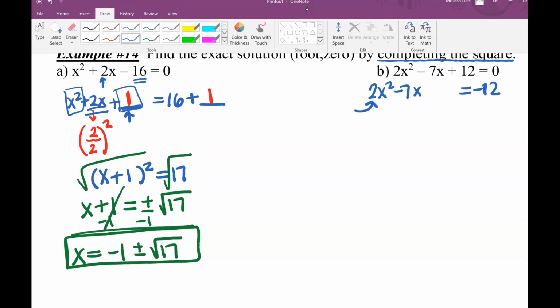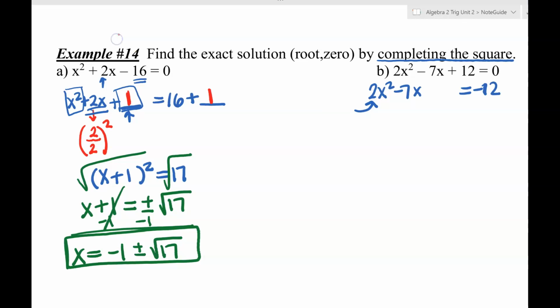We can't complete the square with the lead coefficient because we didn't explore what happens when there's other numbers there in front. So what we're going to have to do is divide everything by 2. And again, this is okay because we have 2 sides of an equation. We can divide both sides by 2. So I get x squared minus 7/2x equals -6.